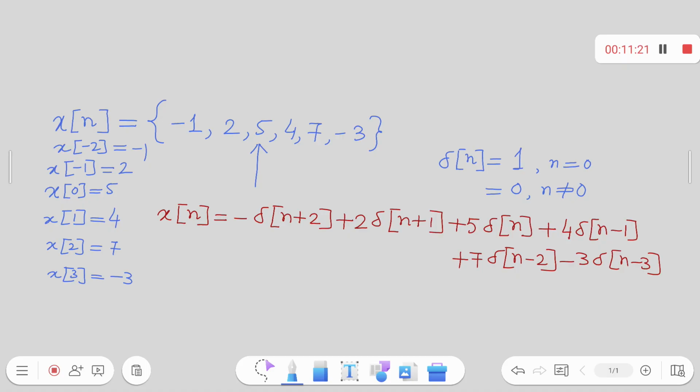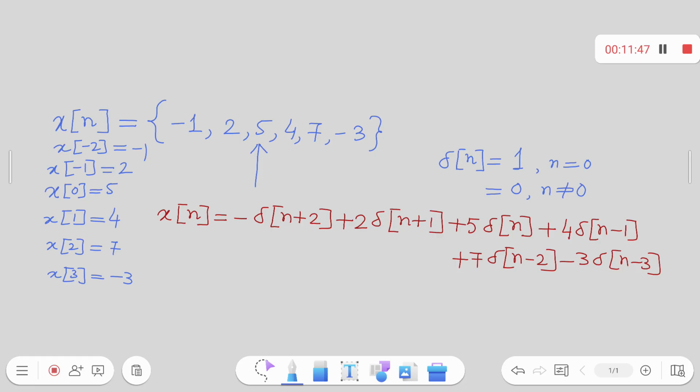So therefore any sequence, here we have considered a sequence which exists only from minus 2 to plus 3. It can also exist from minus infinity to plus infinity. The length of the signal here is finite, but you can also have an infinite length signal. That signal can also be represented by means of the delta function.